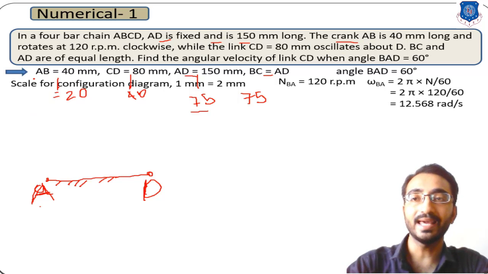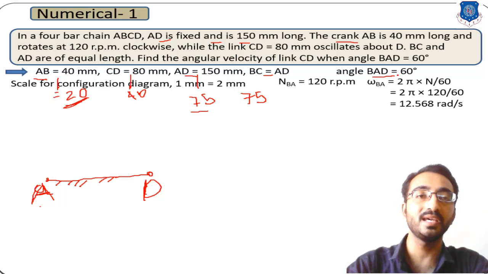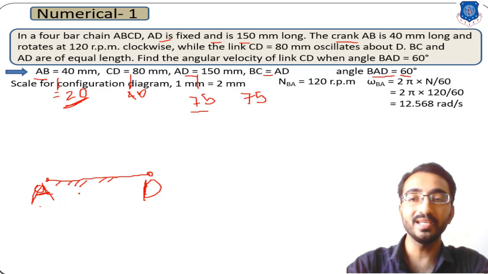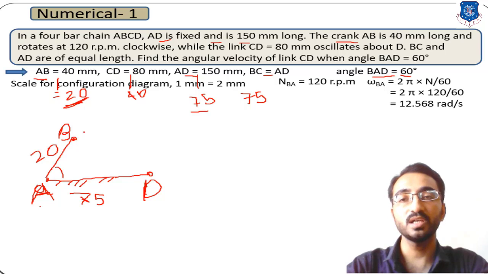Now the length of crank AB is 20 mm. You could sketch the 20 mm in any random direction, but in the data it is given with the angle BAD of 60 degrees. So AD is horizontal, and you draw one line at an angle of 60 degrees, which defines point B, and the length of this line is 20 mm. So you can sketch AD equal to 75 mm and AB equal to 20 mm. After sketching point B, you have to sketch point C.